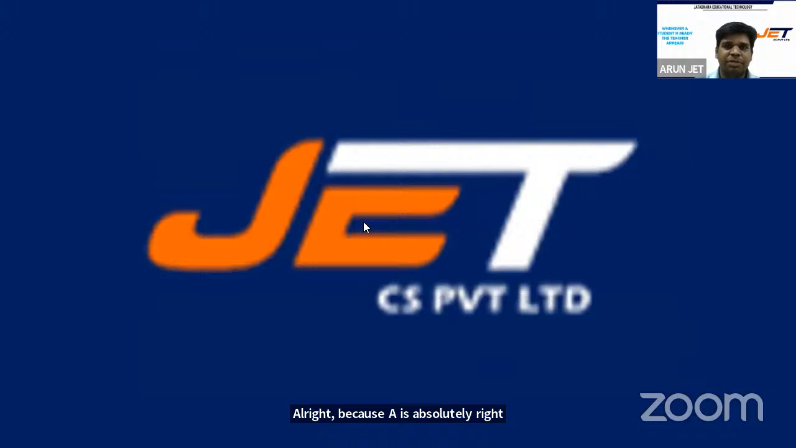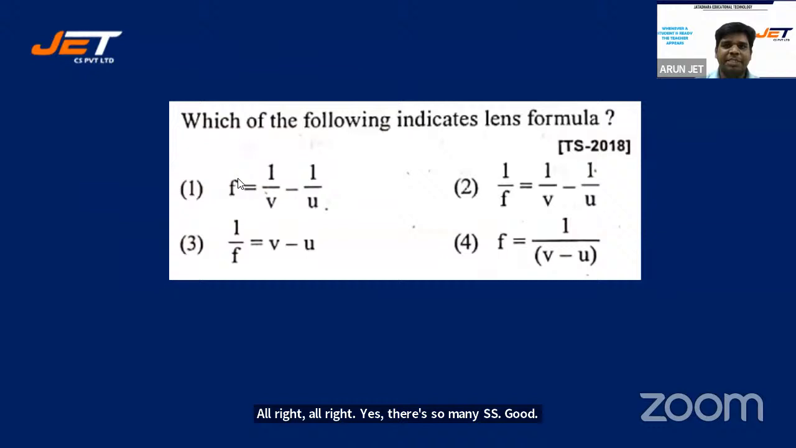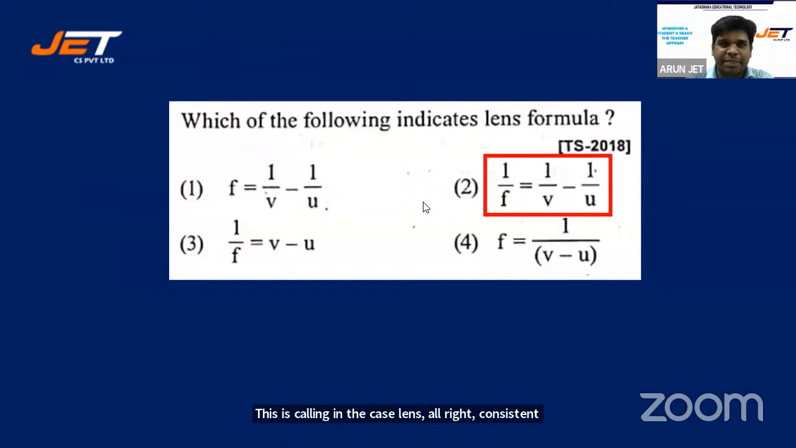All right, now let's go for questions. Ready for questions, students? All right, all right. Yeses, so many yeses. Good. Which of the following indicates lens formula? Quick, quick. Which of the following indicates lens formula? All right, consistent response, option 2. And option 2 is absolutely right. Let's go for the next one.